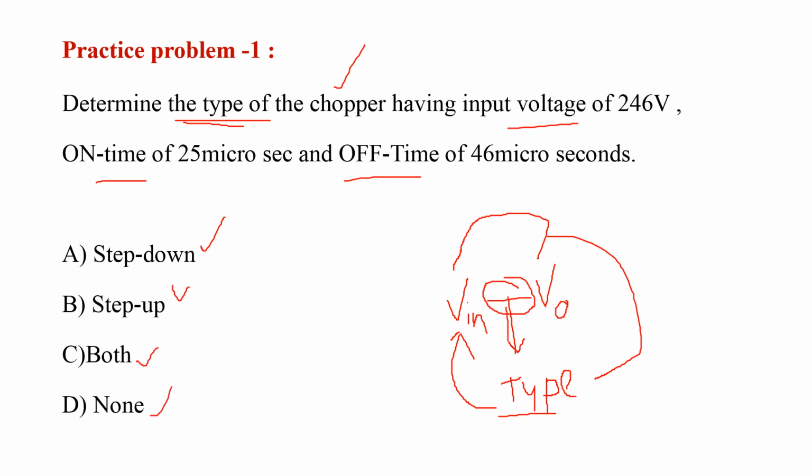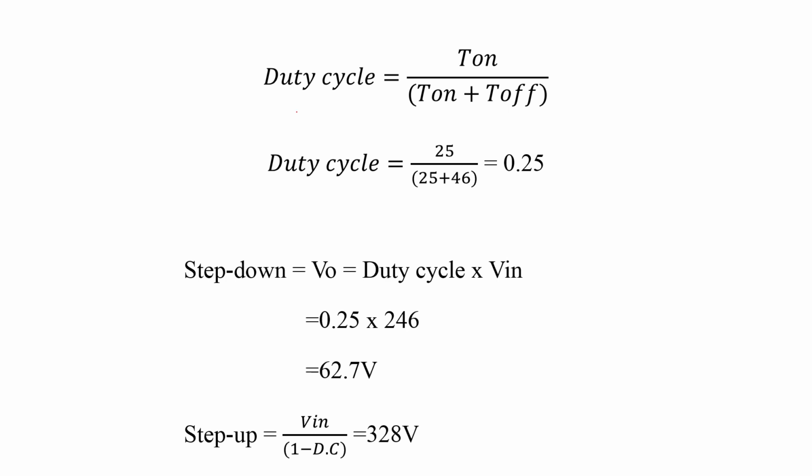For this question, the answer is both. How, we are going to discuss. We know the formula for duty cycle, that is on time of the chopper divided by total time of the chopper. We know the on time and off time of the chopper in the given problem. So substituting all those values, we get a duty cycle of 0.25.